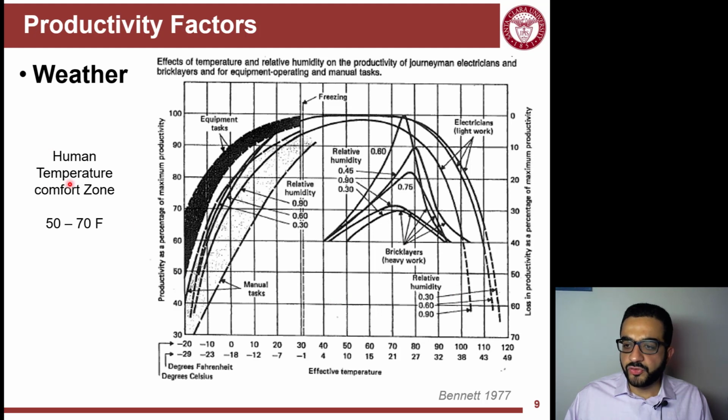the human comfort zone is kind of between 50 to 70 degrees. So these are Fahrenheit. So the Fahrenheit is the lower scale here. You can see here between 50 and 70, kind of this is the plateau or the best production, which is 100% of the ideal productivity. So it's kind of, this is the best. But there are differences between trades, if you can see.